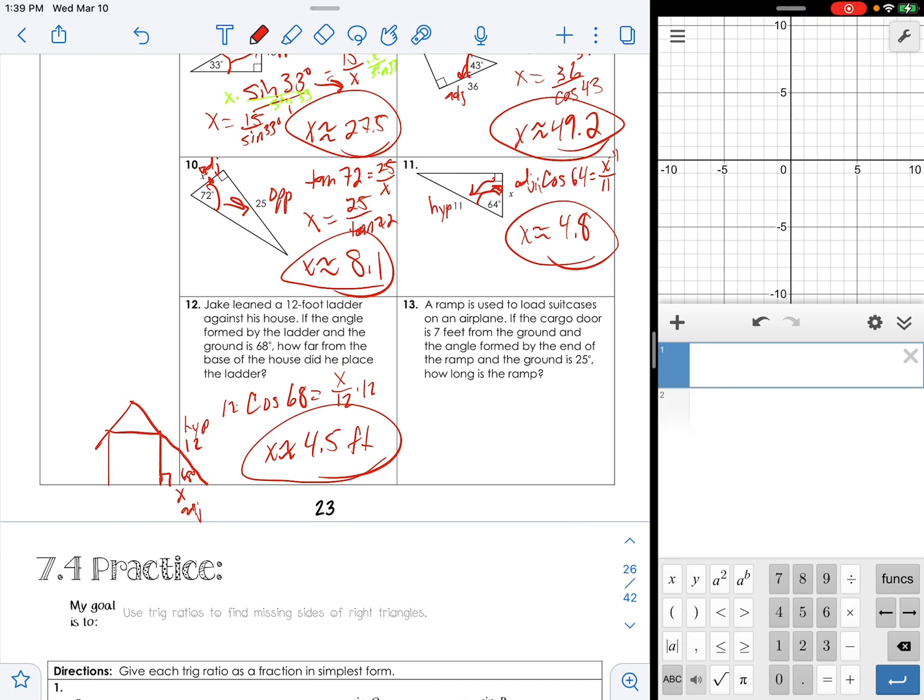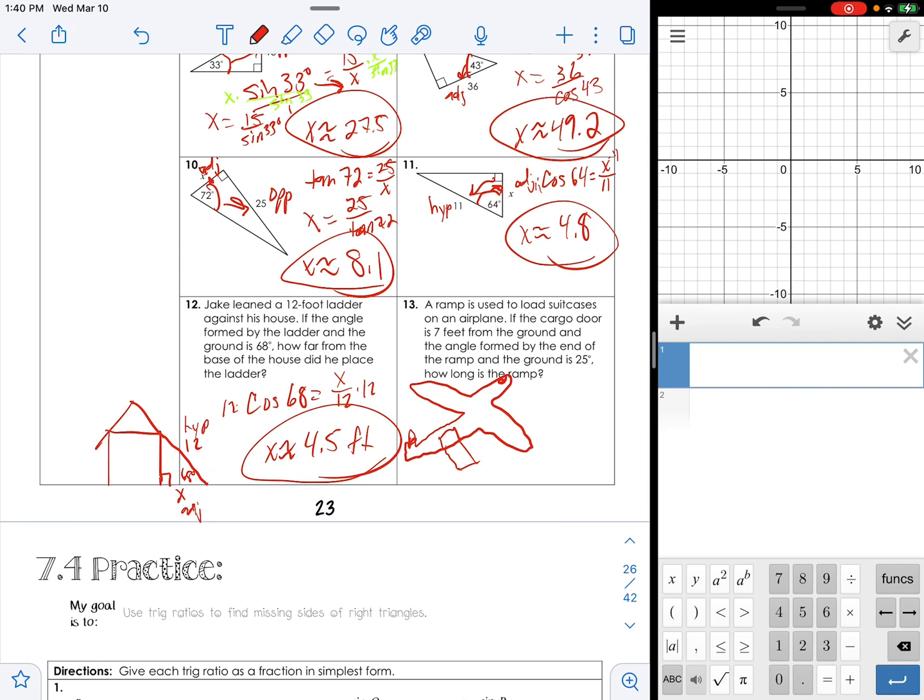All right, a ramp is used to load suitcases onto an airplane. Okay, so you got to draw an airplane. So here's my airplane. It's got a little wing here, and there's another wing, then there's the body of the plane, there's the tail of the plane, and wings, that kind of thing. It looks like a giant messy X, but there's a bay window, right? And there's a ramp.